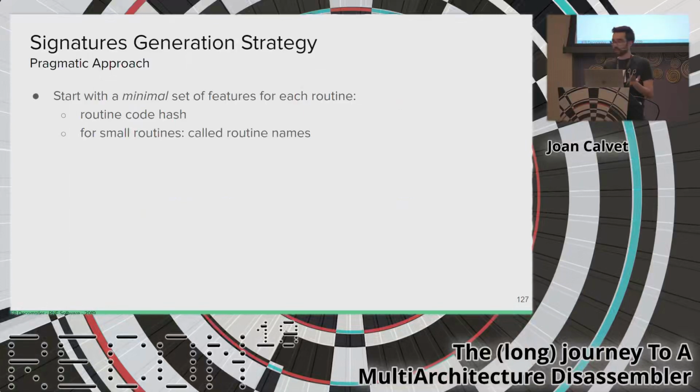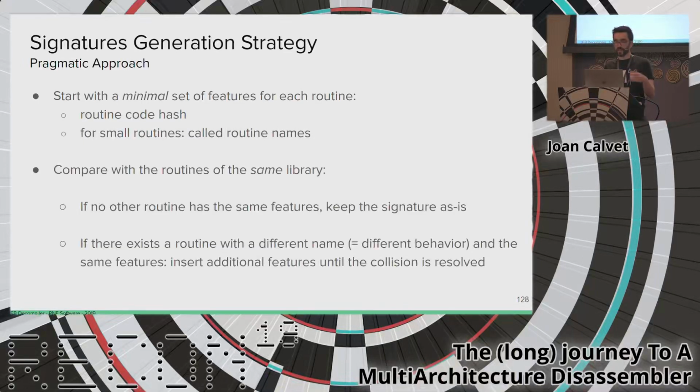So we have all these possible features, and I've shown the main ones, but there are more. How do we select the ones to put in each signature? We start with a minimal set of features for each signed routine. That's the routine code hash, and the called routine names for small routines, as the hash is likely not enough to distinguish small wrappers. So this is the starting set of features. Then we compare with the routines of the same library. If no other routine in the library has the same features, we consider that the current features are good enough and we keep the signature as is.